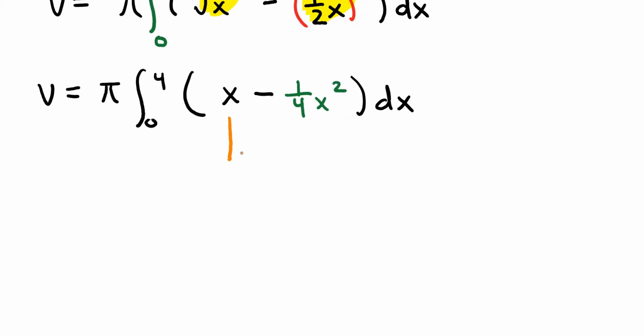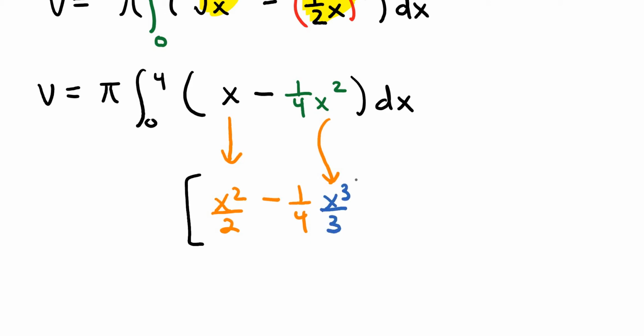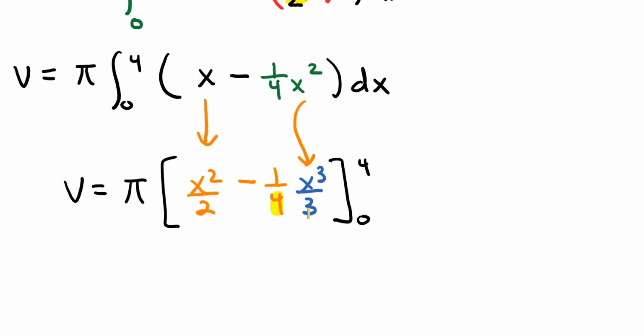So the antiderivative of x is x squared divided by 2 minus 1/4, and then the antiderivative of x squared is going to be x cubed divided by 3. And then that's going all the way from 0 to 4. And then there's a pi in front. If you want, you can take the 1/4 and the 1/3 down there, and you can multiply the denominators there. So 4 times 3 is going to be 12. So I can just erase that, and I can put a 1/12 in front.